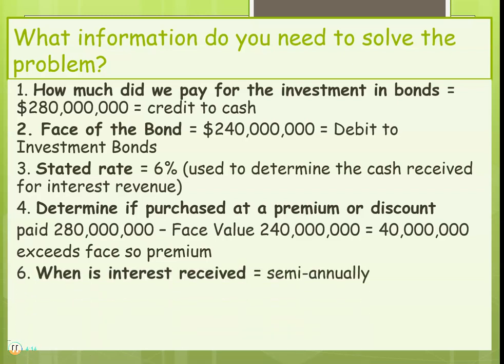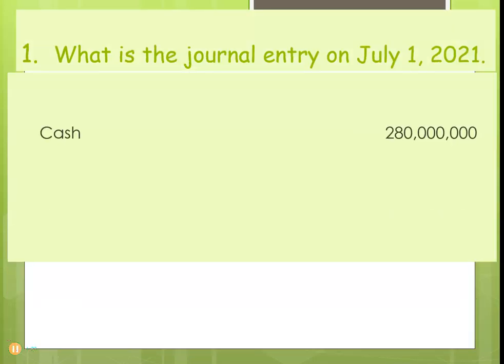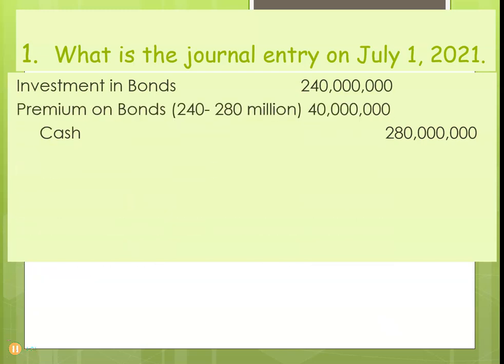When is interest received? Semi-annually. And if using the effective rate, what is the yield? In this case, it's 4%. This is the rate you use to determine the interest revenue. Now we can do our journal entries. We book our cash, our investment in bonds, and the difference is going to be the premium on bonds payable.